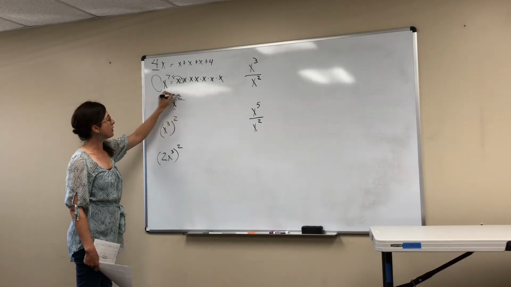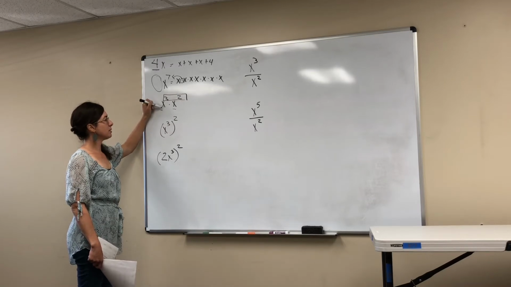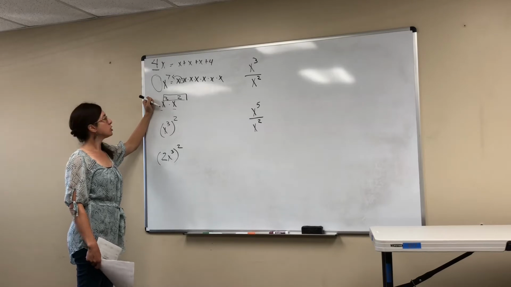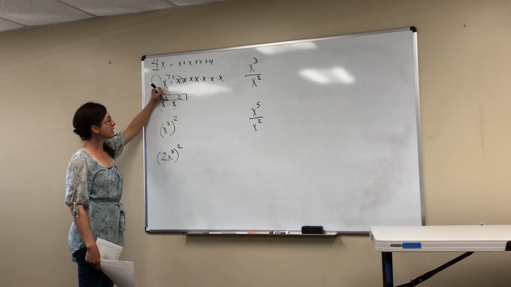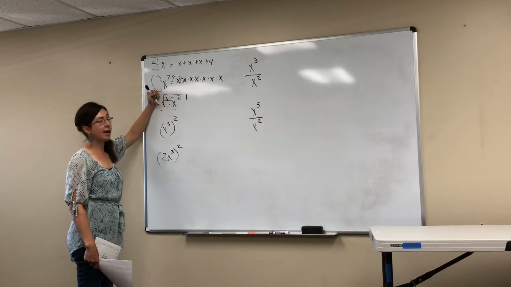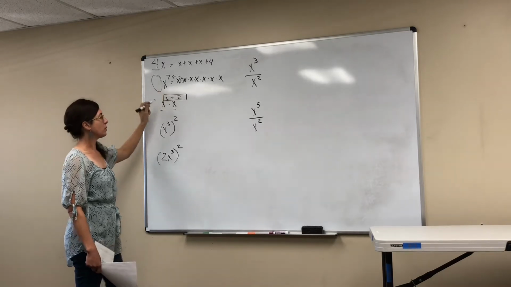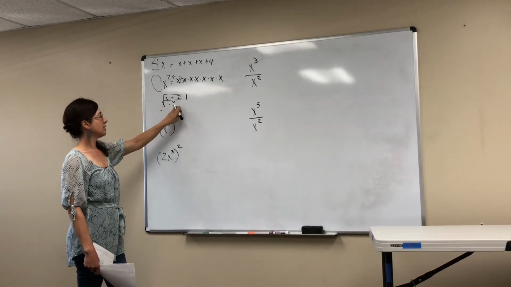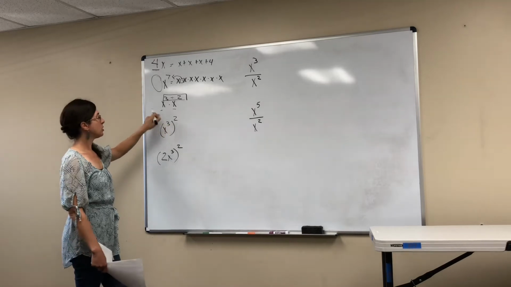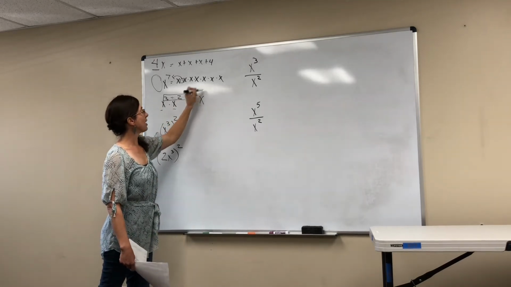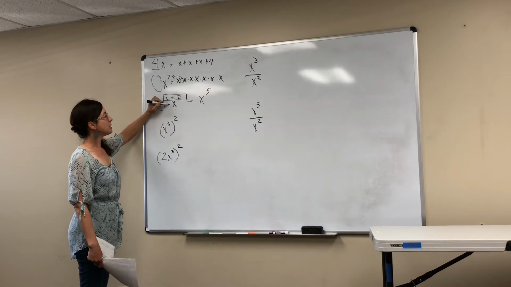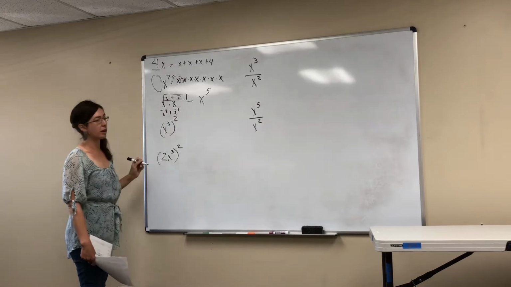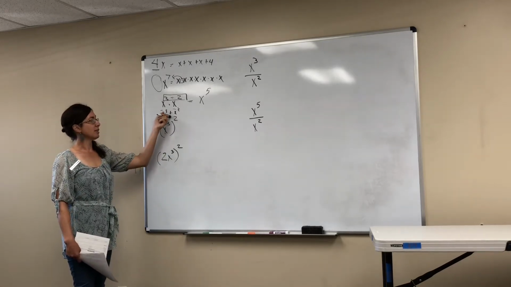And the rule was when the base is the same. Can we do this if we have different bases? No, it has to be the same base, right? So when our base is the same, we take the exponents and we add them together, right? And we work through it, because this is really x times x times x times x times x, correct? So we get to add them. We have x to the 5th, which is different than x cubed plus x squared, right?